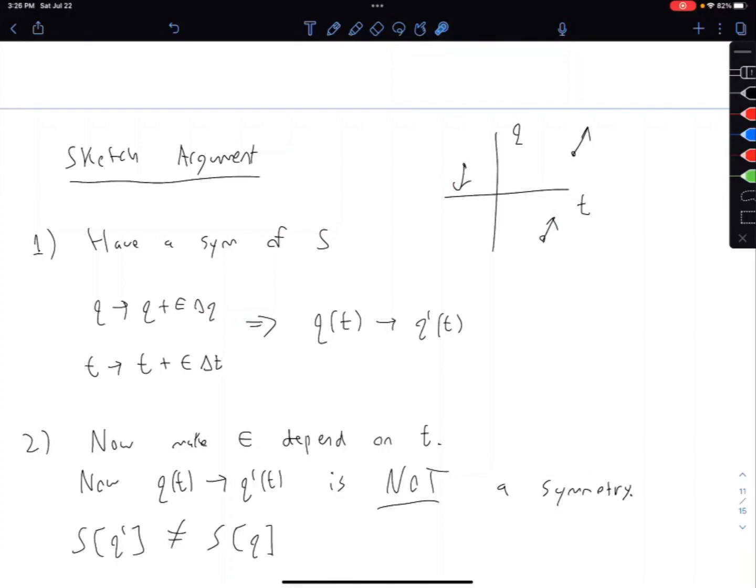So it's not just for translations to space or time. It's for an arbitrary transformation that's a symmetry of the action.